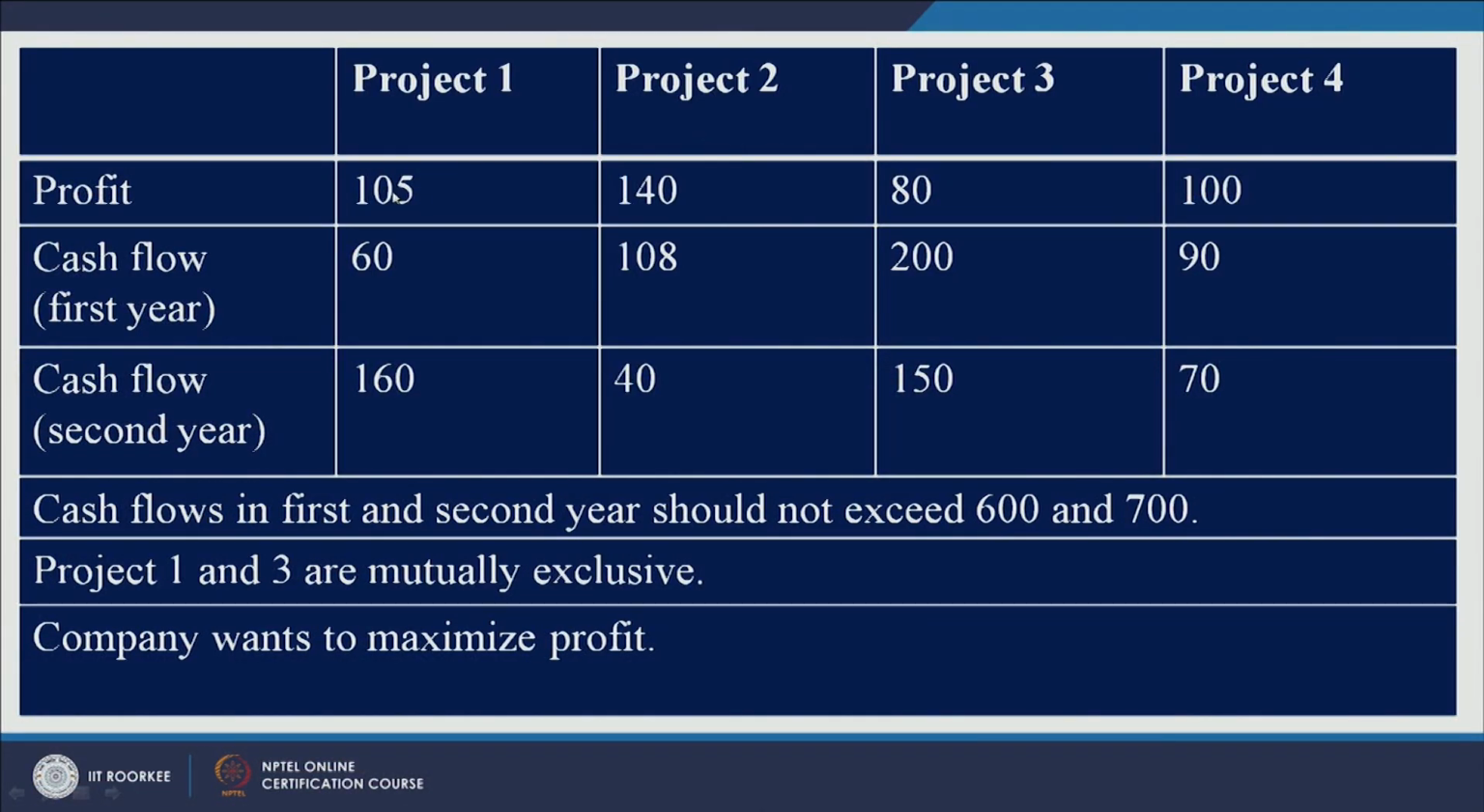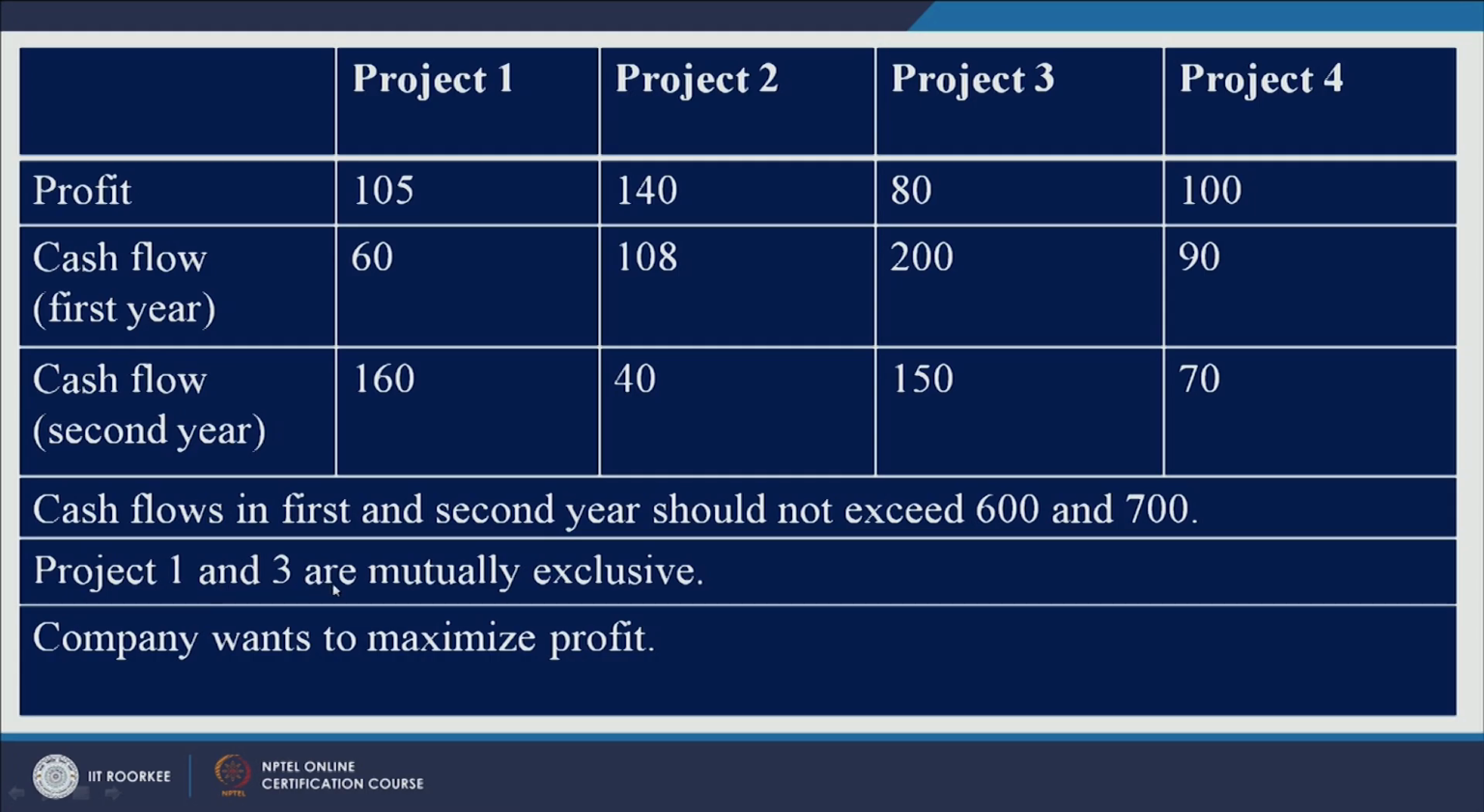Now, I will take a very simple example as far as NPV and integer programming are concerned. Let us say there are 4 projects, similar to what we have done in the previous slide. You have project 1, 2, 3 and 4, and these are the profits. Cash flow in first year is this, 60 and 90 for the fourth project. Cash flow in second year is 160 and 70 for the fourth project. Now, you have got two constraints here. Cash flows in first and second year should not exceed 600 and 700 rupees.